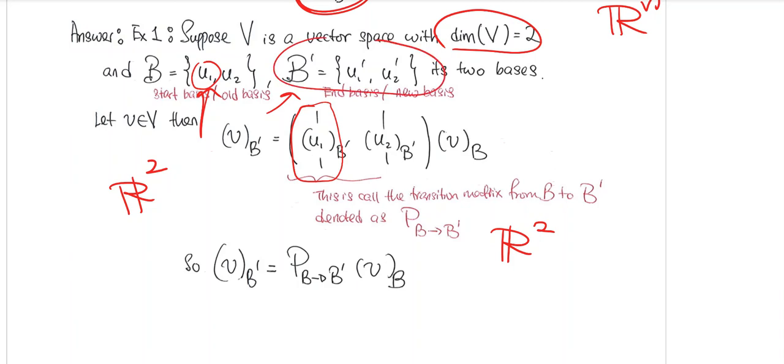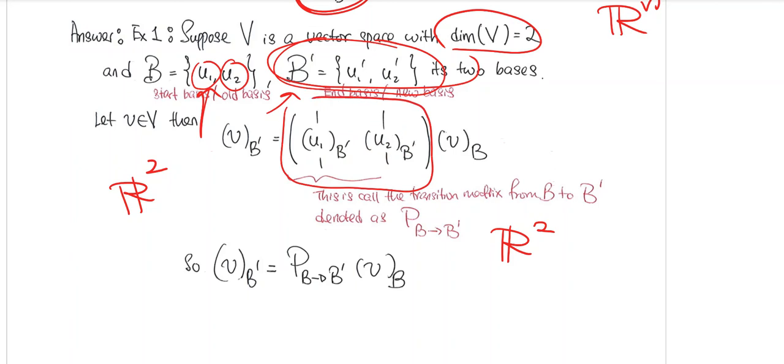And put it as the first column right here. And then you take u2, and again compute the coordinates of u2 with respect to this basis, and you put it right here as the second column. And that's the notation for it. The coordinates of u1 with respect to B prime, put it as the first column, and the coordinates of u2 with respect to B prime, put it as the second column. This is what that notation means.